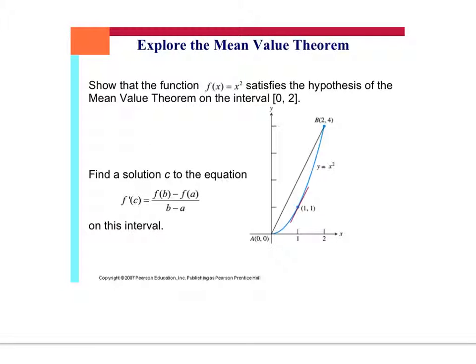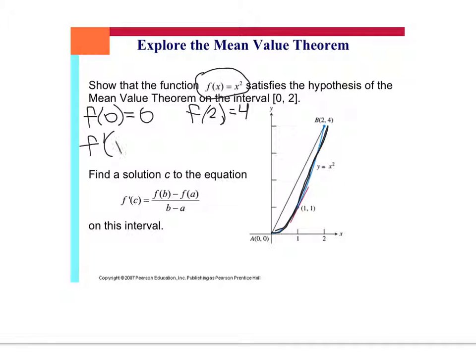Let's look at an example. Here we are given the function x squared, and we have to show that the function first satisfies the hypothesis. In other words, we have to show it's continuous. At f of 0, is there a value? Yes, it's 0. At f of 2, is there a value? Yes, it's 4. The limit from the left and right is equivalent; there are no gaps and no jumps. So this function is continuous on that interval. Is it also differentiable? We know the derivative of this function is 2, and 2 is continuous, with no break. So we have met the conditions.